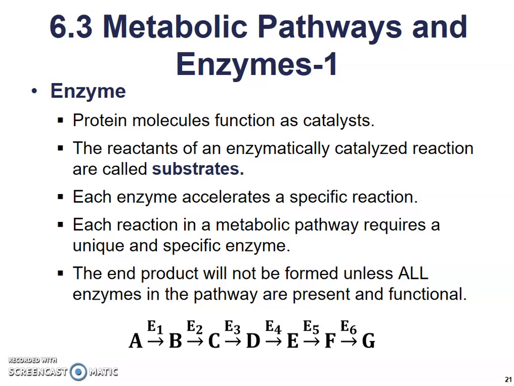The end product will not be formed unless every single enzyme in the pathway is present and functioning the way that it should. So this reaction down here from A to G, we will not get to G if even one of these enzymes is not functioning properly. It's like knocking over dominoes. If we were to take out E3, E4, E5, and E6 are not going to be able to do their job. Those dominoes are not going to fall over.